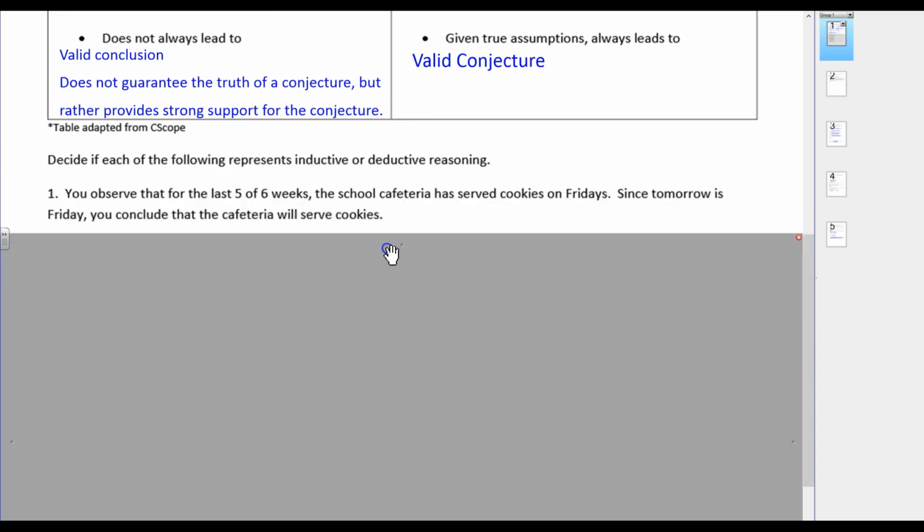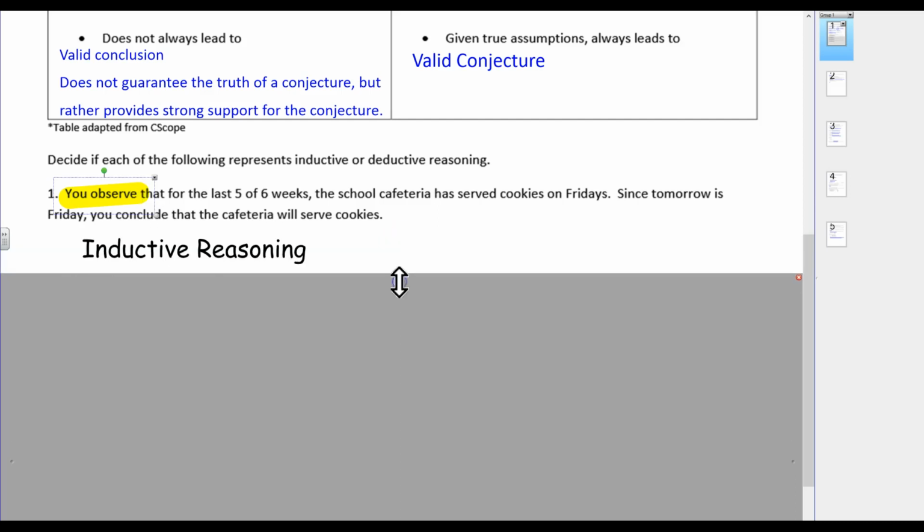So you observe for the last 5 of 6 weeks, the school cafeteria has served cookies on Fridays. Since tomorrow is Friday, you conclude that the cafeteria will serve cookies. Well, this idea that you've made observations for 5 or 6 weeks and then you draw a more generalized conclusion, you're starting with a pattern you observe and you're arriving at a bigger conclusion that they will serve cookies. This must be inductive reasoning because it goes from your observations to a bigger conclusion.